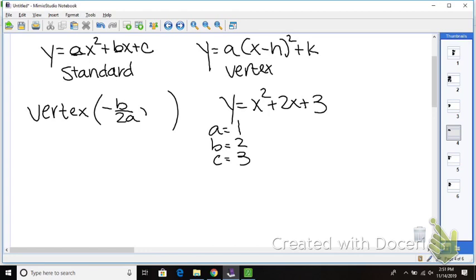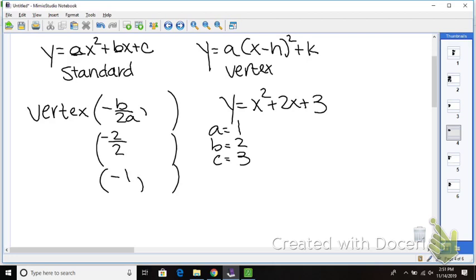So if I want to find my vertex, I first have to write down, well, what is negative b? If b is 2, what's negative b? Negative 2. Over 2 times a, 2 times what? 1. 2 times 1, which is just 2. So the x value of my vertex is negative 1.